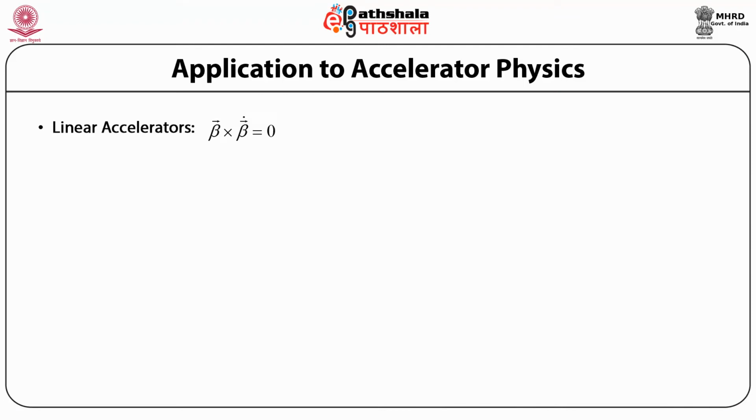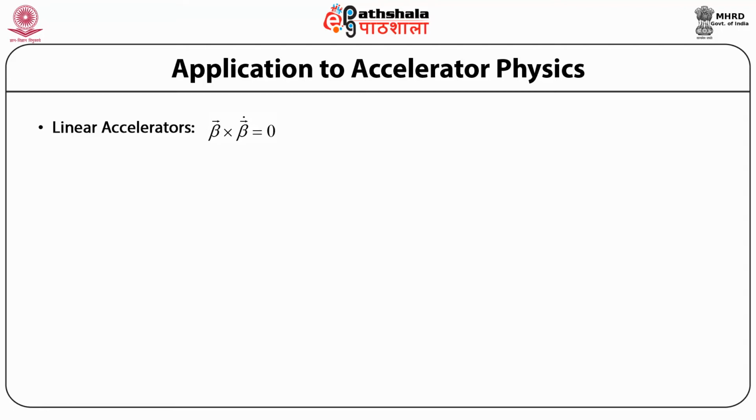There are many Lorentz invariants that reduce to Larmor's formula in the non-relativistic limit, but there are some other constraints that have to be met. Linear accelerators. Let us look at linear accelerators first. In this case, motion is one-dimensional and acceleration is along the direction of velocity. So, beta cross beta dot is equal to 0.